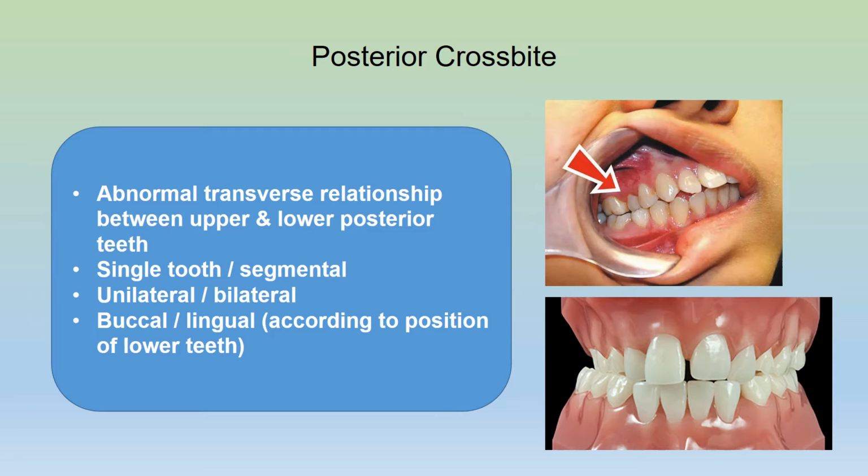Now, posterior crossbites can be either buccal or lingual, according to the position of the lower teeth. So in this diagram, the lower teeth are positioned more buccal to the upper posterior teeth. Therefore this is known as a buccal crossbite.